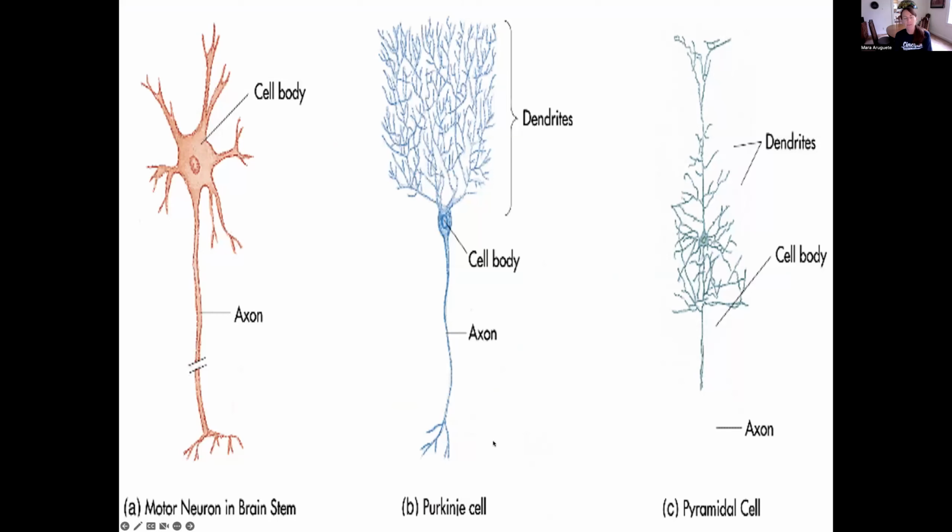Here are some different types of neurons, and you can see they all look a little bit different, but they all have a lot in common. They all have dendrites, they all have cell bodies, and they all have axons. So now we're going to move into some of the functions of those different parts of the neuron.